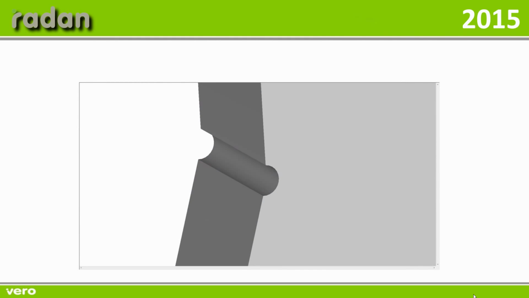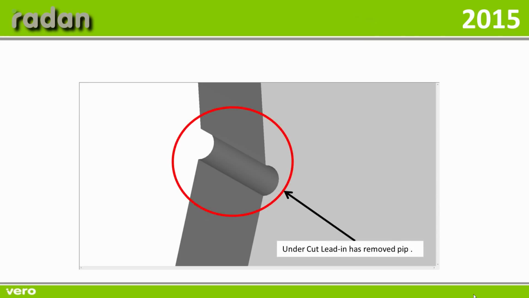To avoid that, in Radan 2015 we added something called undercut lead-ins. So as I said, a small amount of additional material is removed to ensure that this pip of material is taken away from this hole.